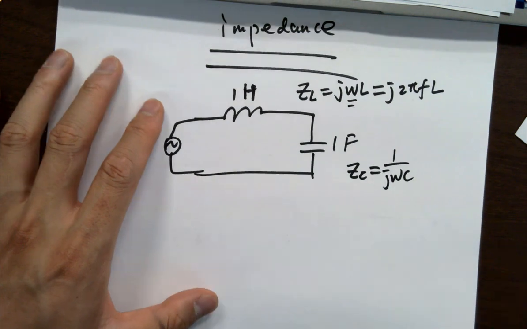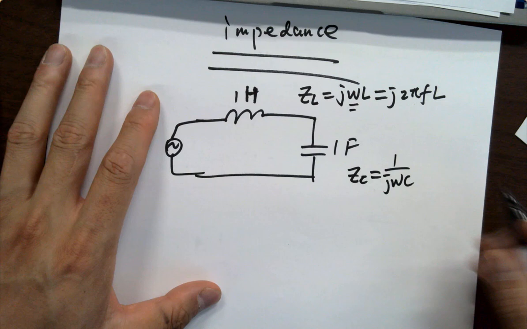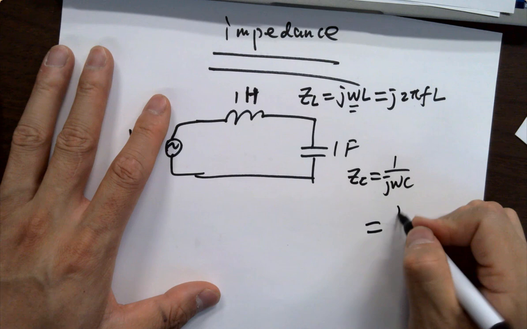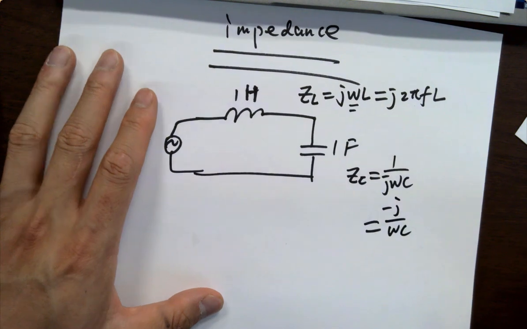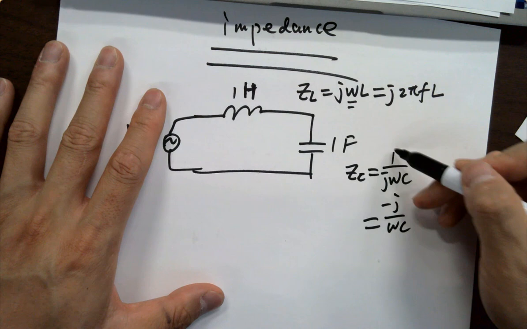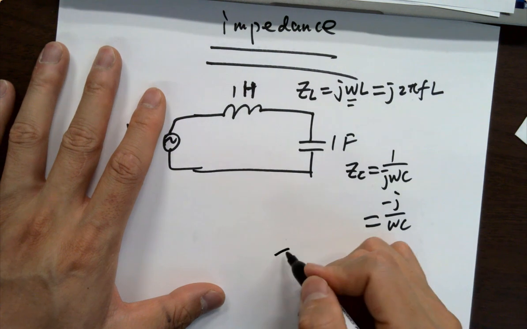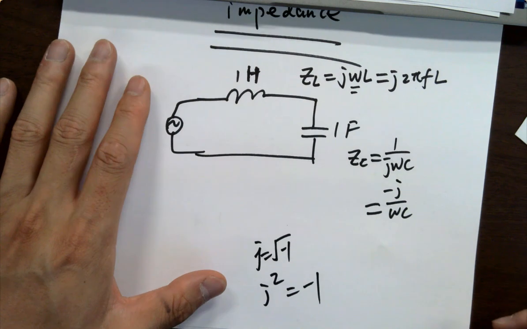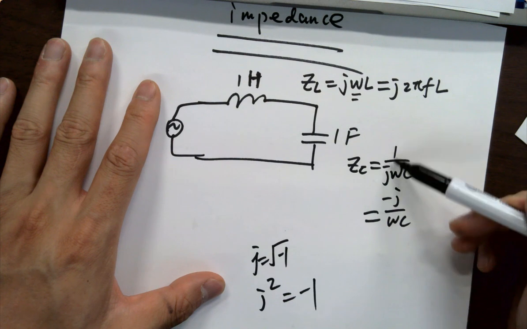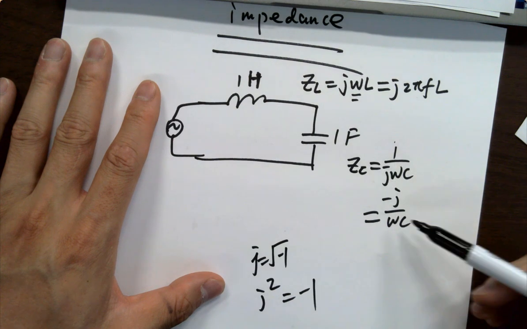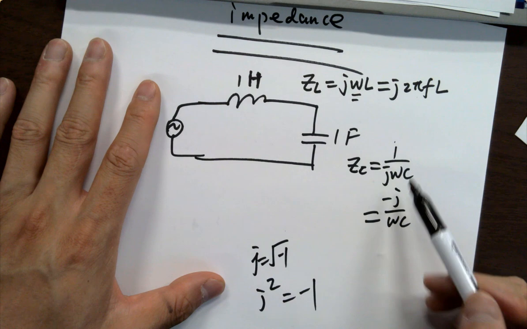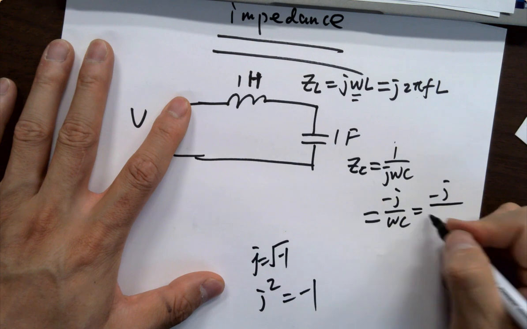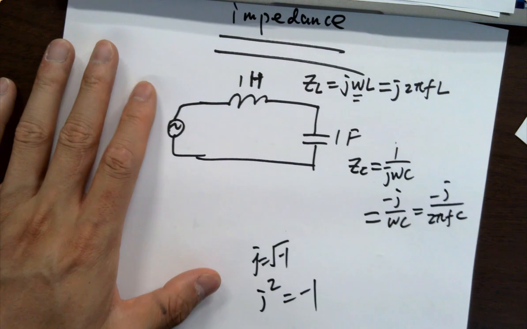I can derive it later, but what's that? Negative. You can convert it. Times J on the numerator and denominator, you get minus J over omega C. Just times J on the top and bottom, right? J times J, remember J is what? So J squared is what? Negative 1. So for the impedance of a capacitor, you can use either form. So this is minus J over what? 2 pi f C.